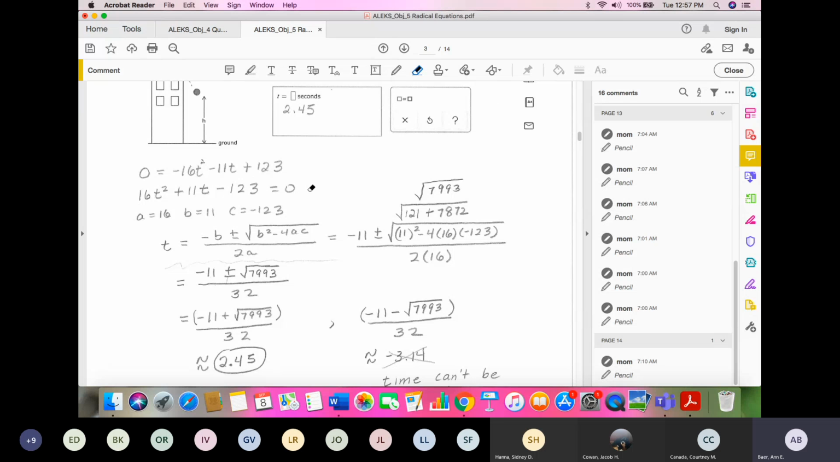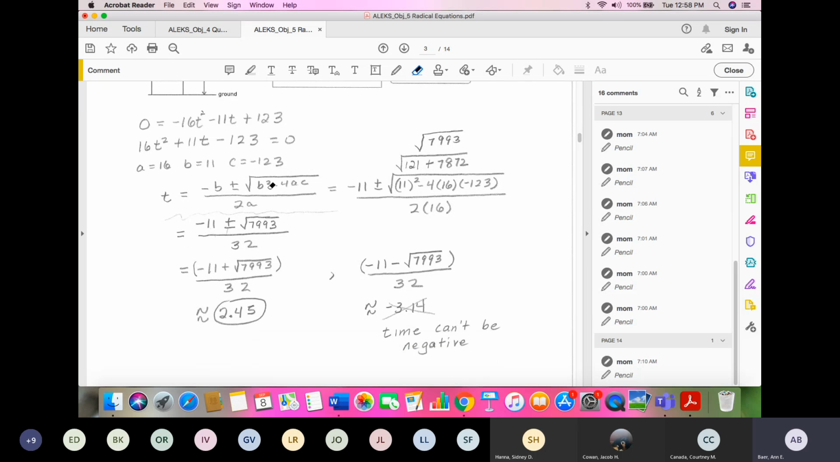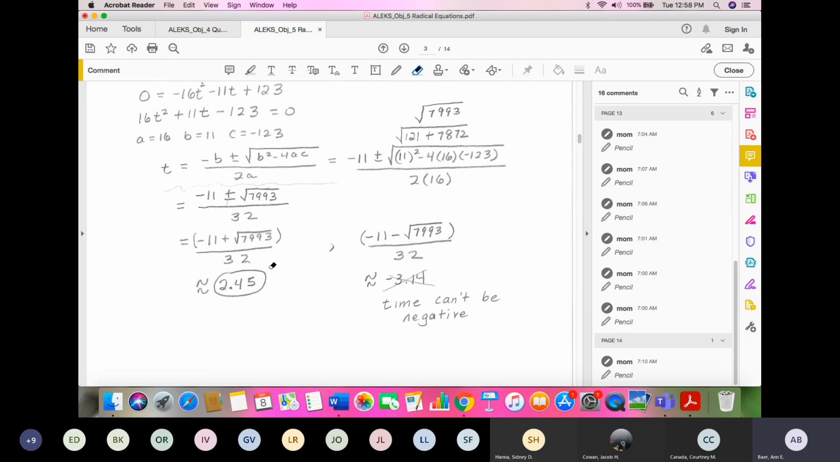0 will get moved over here. And then identify the A, 16, B, 11, and then the C, the constant, is negative 123. And then I plug them in. And I do all of this, work with the radicand, and then I get to this, and then I separate them with just the plus 1 here and the minus 1 here. And I go to my calculator and figure these out.